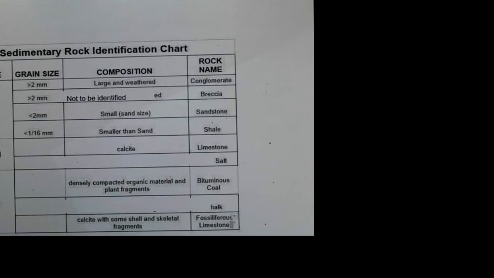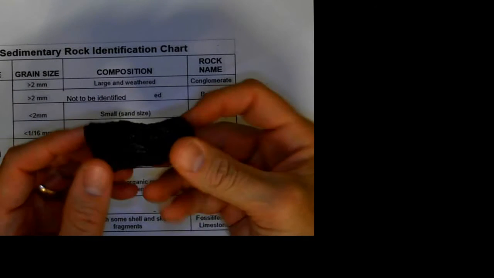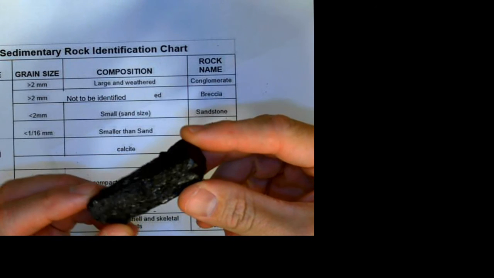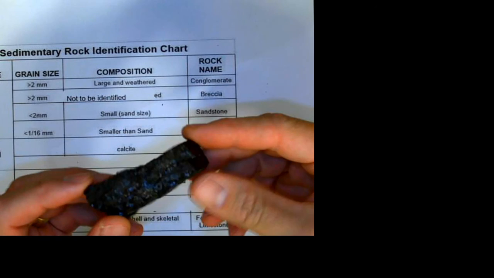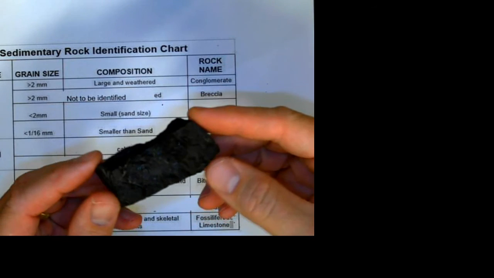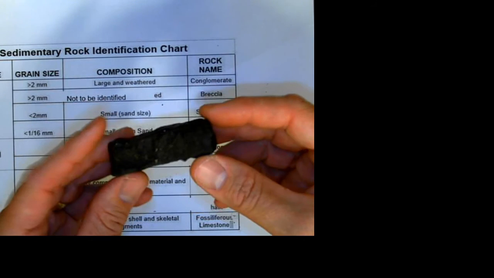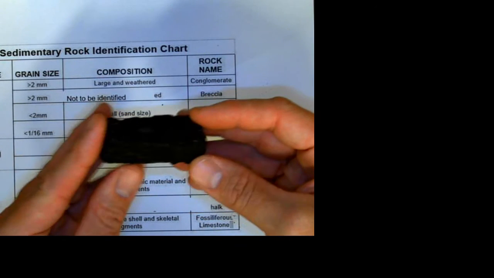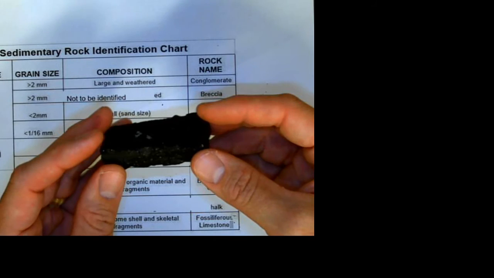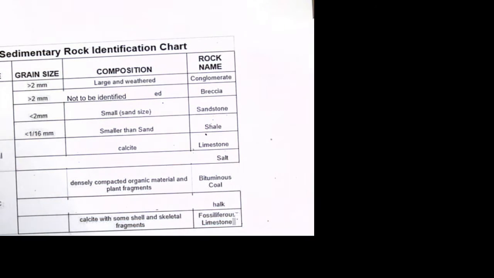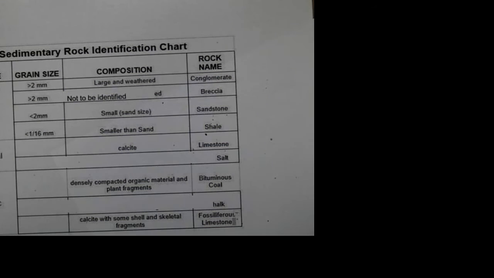Then we have bituminous coal. Bituminous coal, if we can get this to focus, it's really light, but it's black. And this was a peat bog or a marsh or something like that at one point in time. And the other organic is our organic limestone or phospholithic.